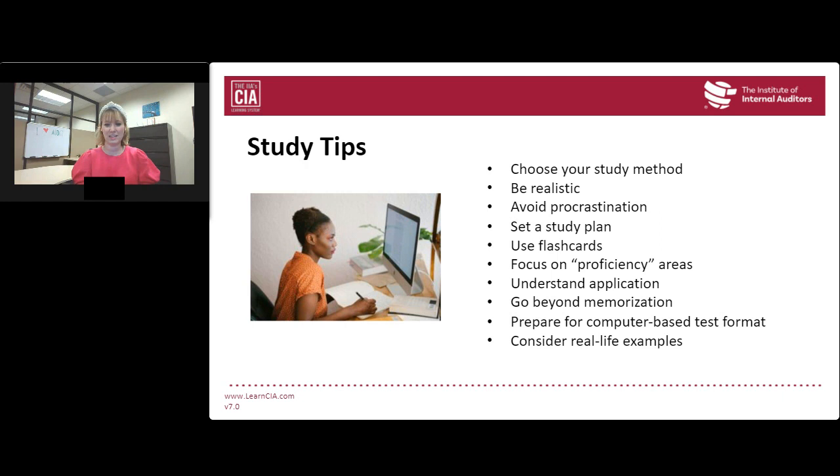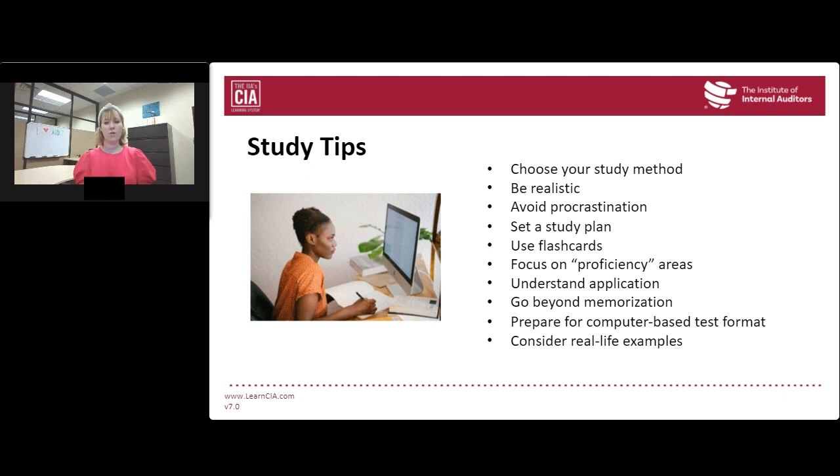memorization, because you will not pass this exam if all you're doing is memorizing the lectures from the CIA learning system, if you're not thinking critically. Just like we have to think critically as auditors when we're working with our clients, we want to make sure that we're going beyond memorization and thinking critically the entire time that we're studying, focusing on real-world application and proficiency.